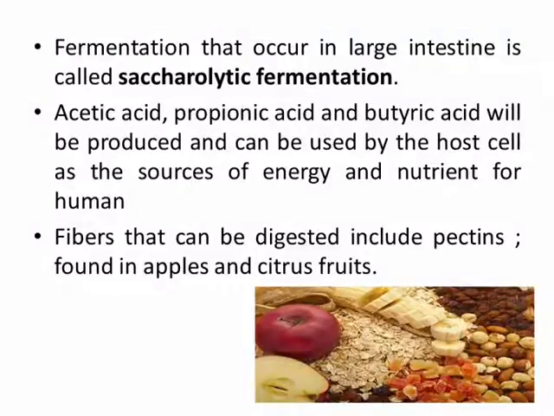Fermentation also occurs in the large intestine, called saccharolytic fermentation, and produces acetic acid, propionic acid, and butyric acid as sources of energy and nutrients for humans. Fibers that can be digested include pectin, which can be found in apples and citrus fruit.